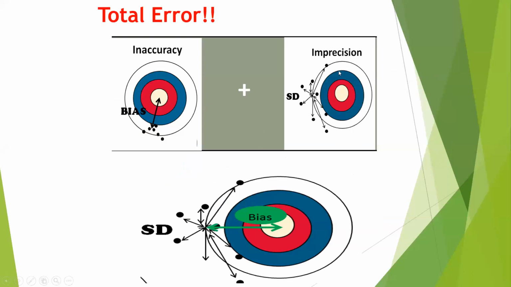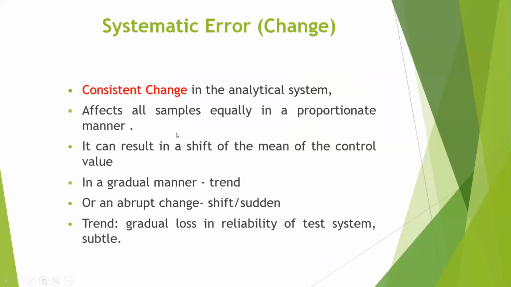SD can be converted to a percentage. If you do SD upon mean into 100, it makes it CV. So here there is a combination of SD and bias. That's the total error. To explain to you that total error is looking at random error and systematic error, inaccuracy and imprecision, bias and SD. They're all terms for similar things. Random error, imprecision, SD is one set. Inaccuracy, systematic error and bias is another set. I hope you are able to follow.